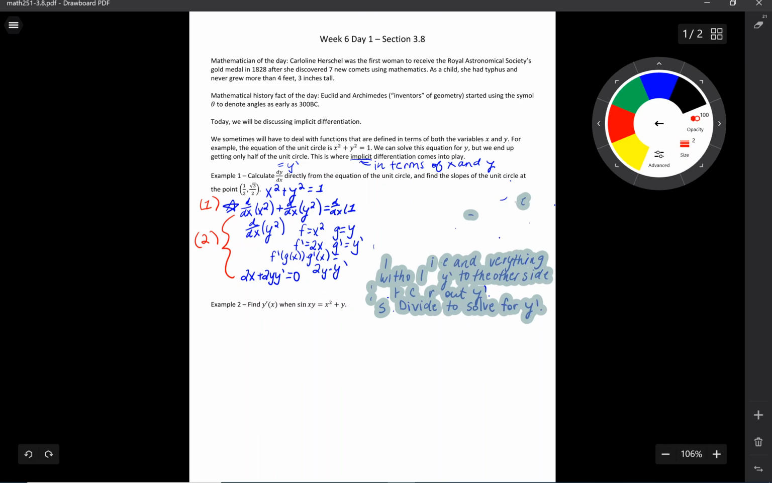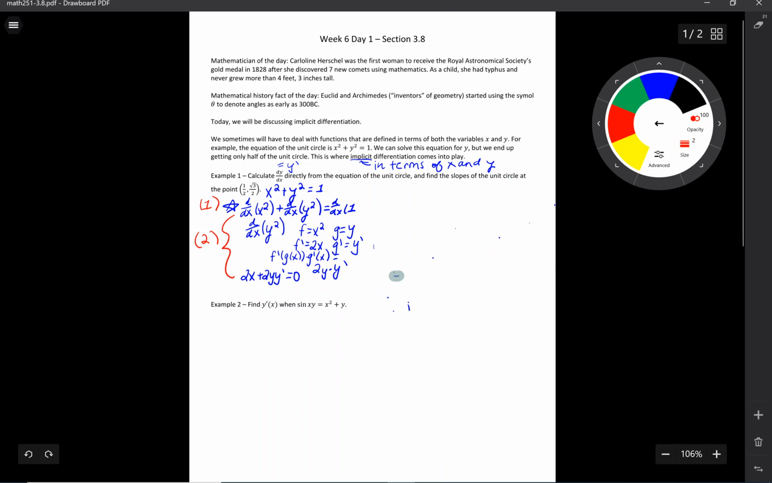So my next step is I need to get everything with a y prime on one side and everything without a y prime on the other side. So right now I have 2x plus 2y y prime equals 0. Here I only have one term with a y prime, so I'm going to move that one over to the other side. 2y y prime minus 2y y prime, and I get 2x equals minus 2y y prime. This was step number 3.